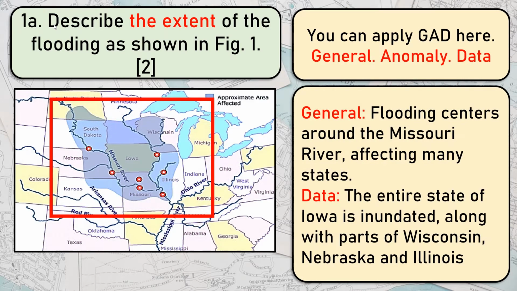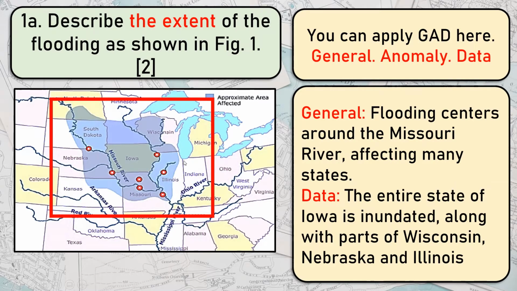Alright, so since I've mentioned that we can use GAD, let me demonstrate to you how we will actually use GAD here. So firstly, the G, general. So we see that flooding centers around the Missouri River, affecting many states. So we see here the Missouri River is here, and the areas that are affected are around the Missouri River. Therefore, we can say that flooding centers around the Missouri River. Also, another acceptable answer would be if you said that flooding happens in the central part of the United States. That's also acceptable because we see that these areas are actually the central areas of the United States.